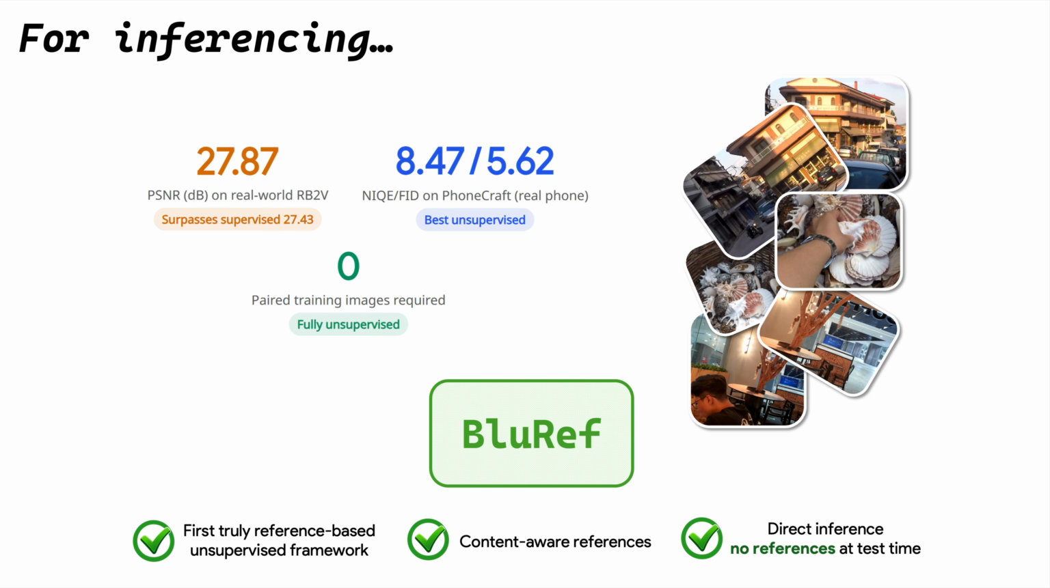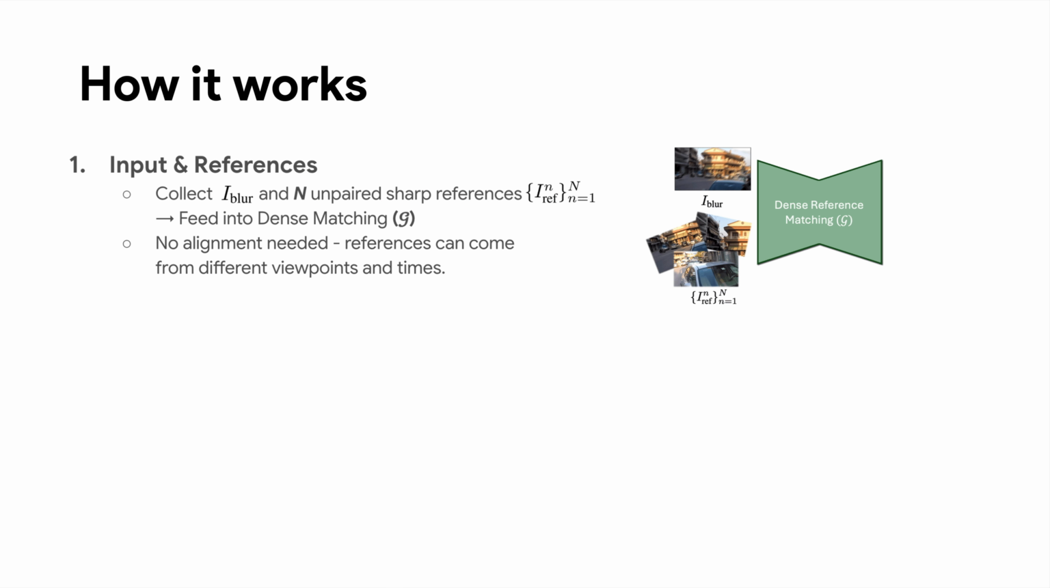Here are the headline numbers. On real-world blur from RMB2V, BluRef achieves 27.87 dB, surpassing the supervised upper bound of 27.43. On PhoneCraft, a fully unpaired smartphone dataset, we achieve the best NIQE and FID scores among all unsupervised methods, and all of this with zero paired training images.